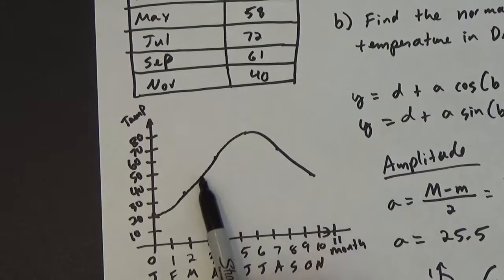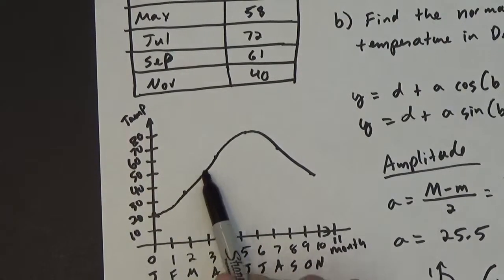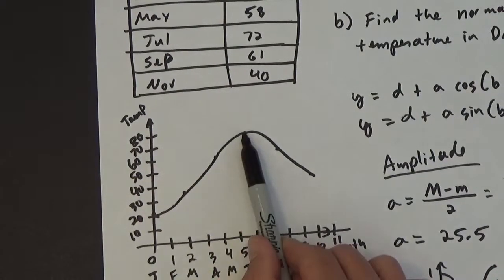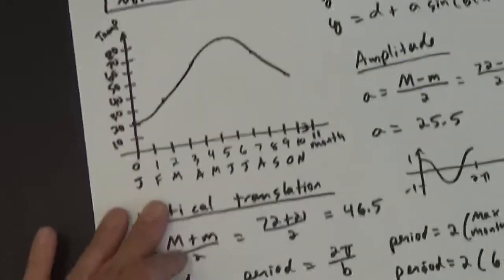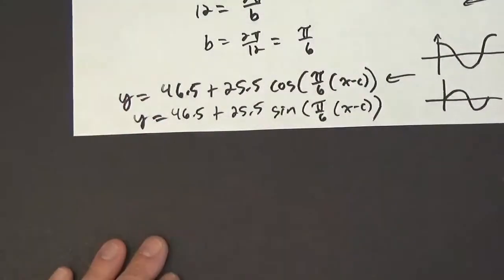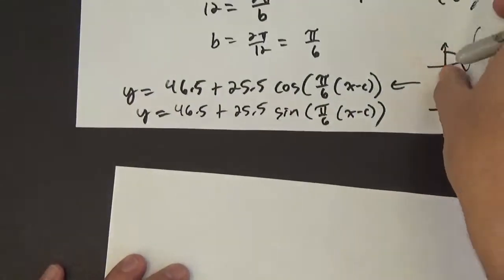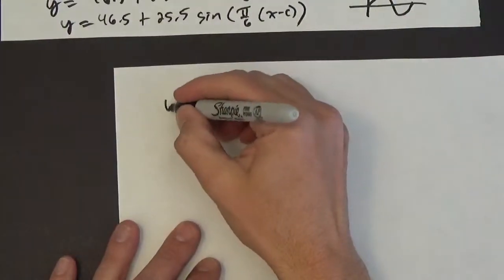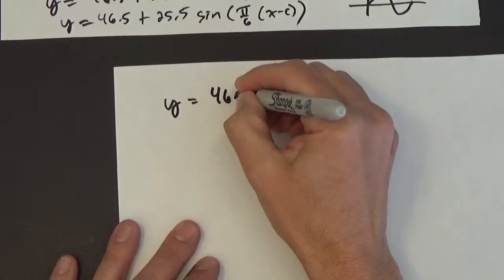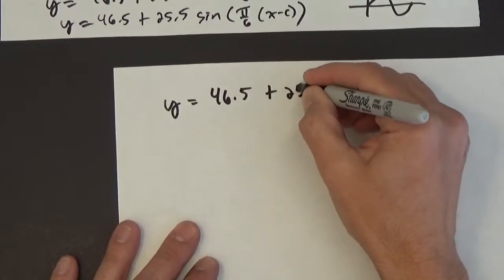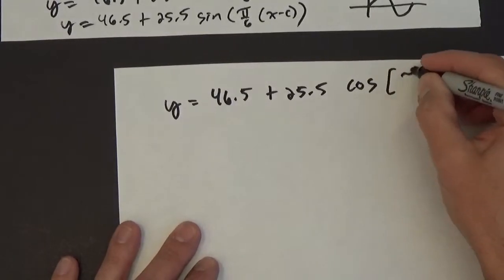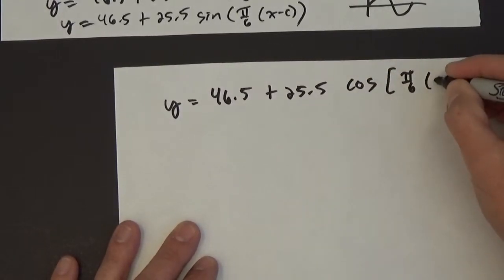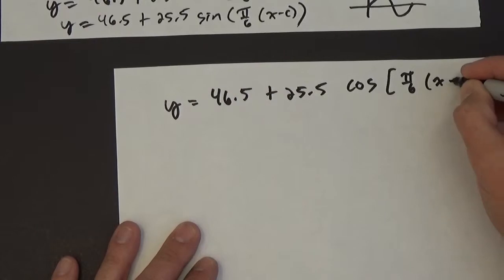And if you try to do the sine, we have to figure out, well, where on earth is this? Whereas with the cosine, we know where the peak is. It's at 6. So we will use the cosine. So let's write that out. We have y equals 46.5 plus 25.5 times the cosine of pi over 6 times x minus c.